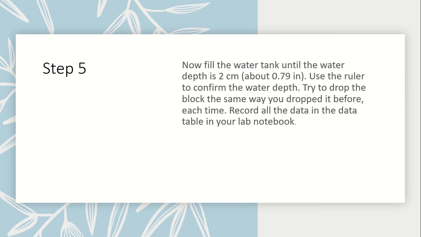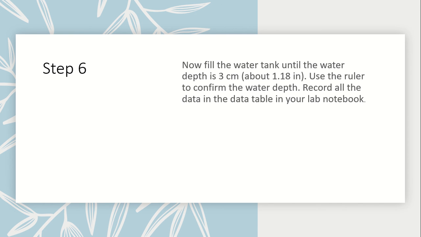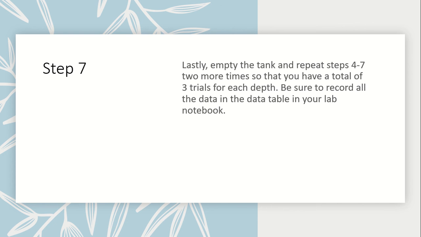Now, fill the water tank until the water depth is 2 centimeters. Use the ruler to confirm the water depth. Try to drop the block the same way you dropped it before each time. Record all the data in the data table in your lab notebook. Now, fill the water tank until the water depth is 3 centimeters. Use the ruler to confirm the water depth. Record all the data in the data table in your lab notebook.